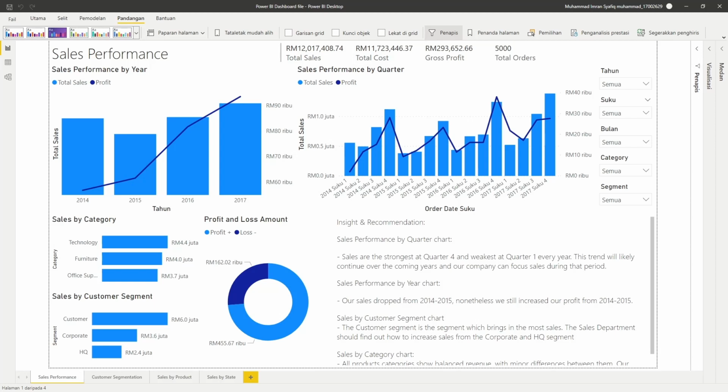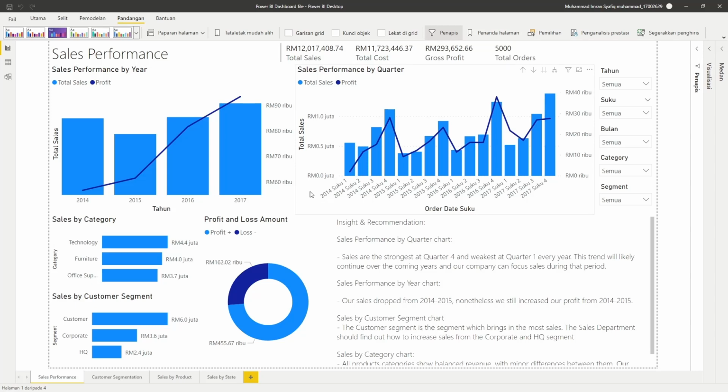In this video, I will be showing you my Power BI dashboard which I have created for SIT Task 3. I will start by showing the first page of my dashboard, which is the sales performance. First, let's look at the sales performance by year chart, where our sales dropped from 2014 to 2015 and then increased steadily from 2015 to 2017 onwards. As for the profits, our profits continue to increase for every year.